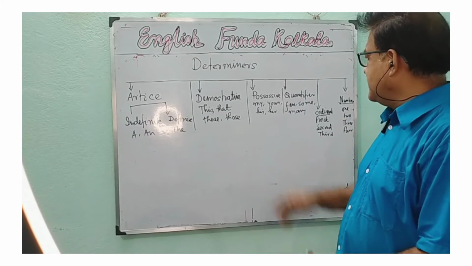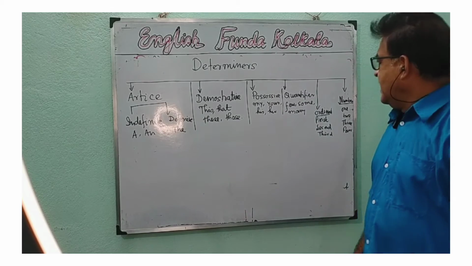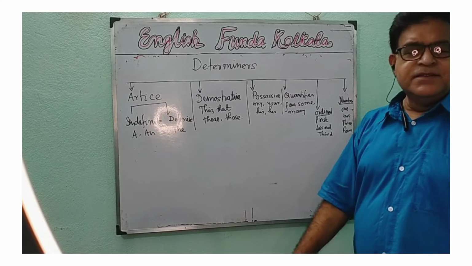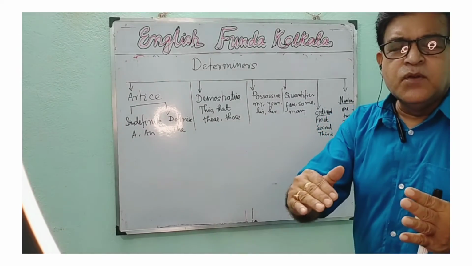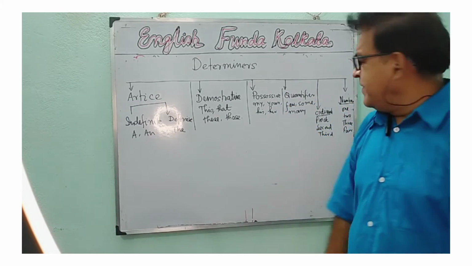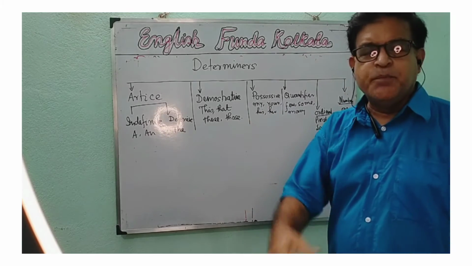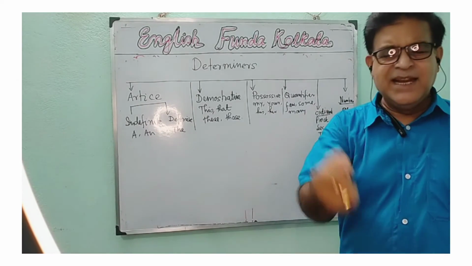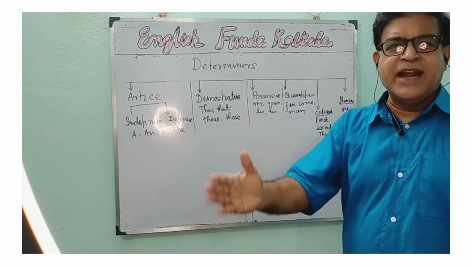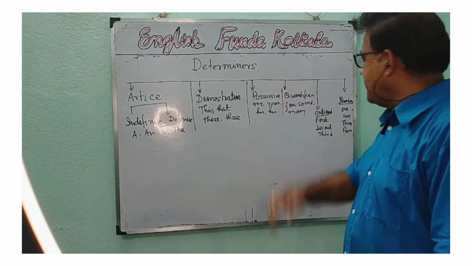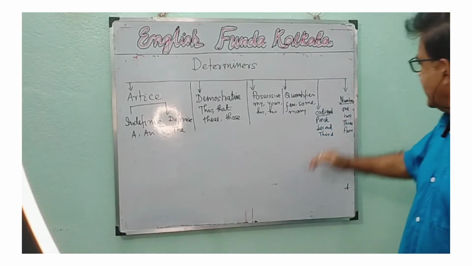My pen. This is quantifier. Quantifier মানে পরিমাণ বোঝাবে। few অল্প সংখ্যক, some একটু, many অনেক, little, lot of, enough. These are quantifiers. Next হচ্ছে number.